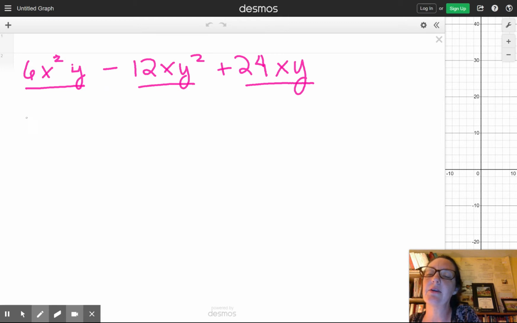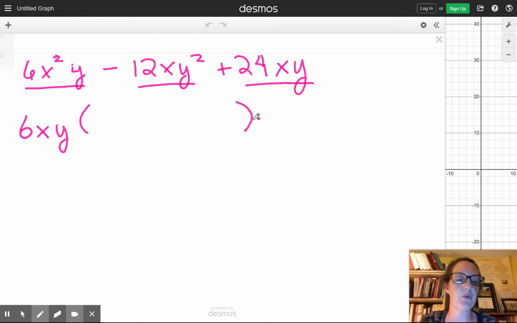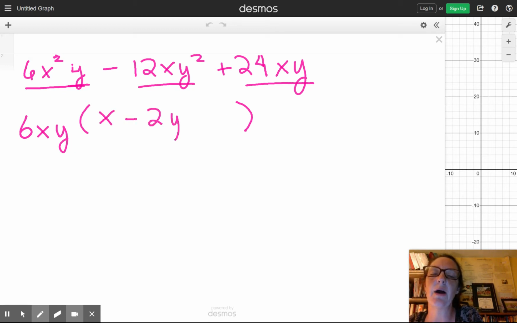So I can see that there's a 6 in common. And then if you look at the variables, there's an x in common among all of the terms and a y in common. Then in parentheses, we'll put what's left after we've pulled out the 6xy from each of the terms. So from the 6x squared y, if we pull out 6xy, we're left with x. And then for the middle term, we would be left with 2y. And for the last term, we would be simply left with a 4.